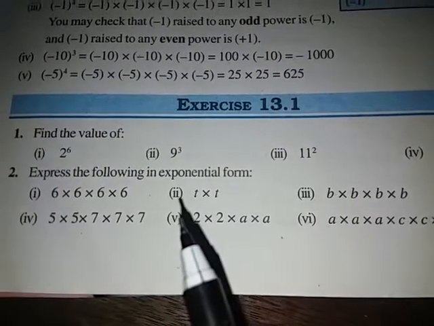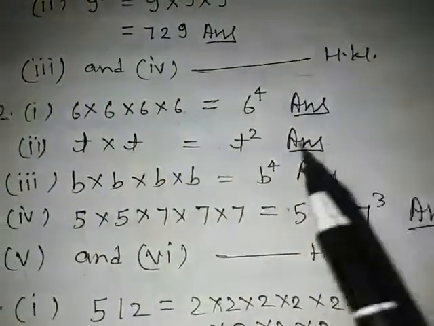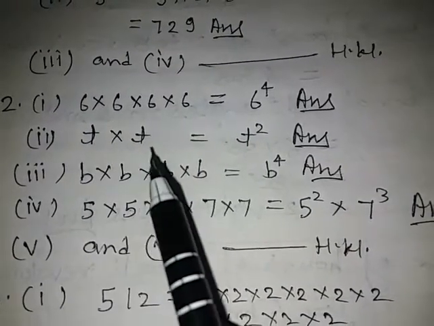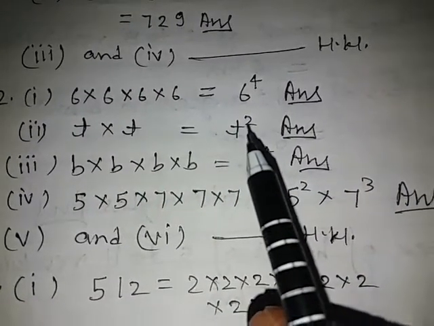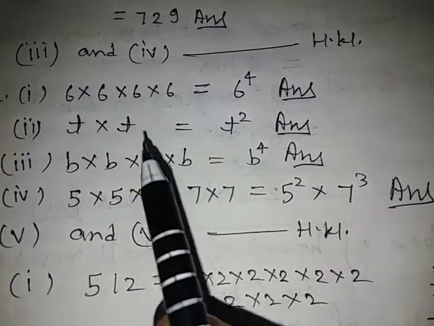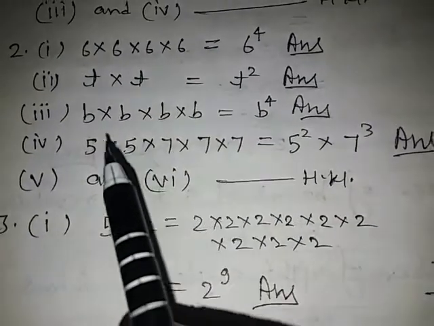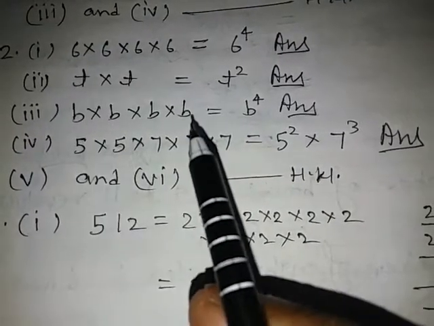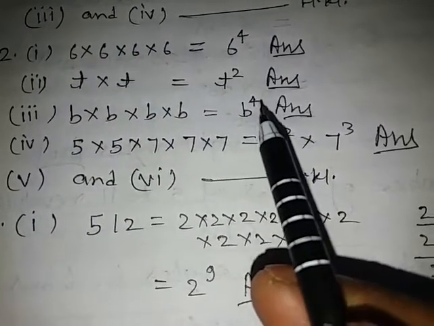Now the second part of question number 2, t into t. We can write it as t to the power 2 or t square, because t is given 2 times. Okay, so we can write it as t to the power 2. The third part is given: b into b into b into b, 4 times. So we can write it as b to the power 4.